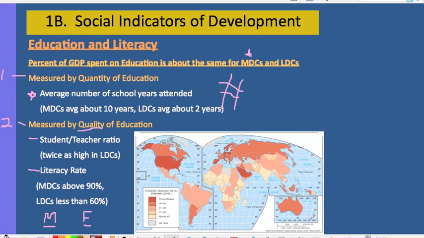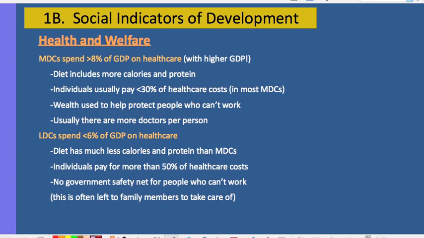Health and welfare. As far as healthcare, MDCs spend more than 8% of their GDP on healthcare. They do have a higher GDP, so that's going to be more money spent on their healthcare. Overall, everybody's spending that much money. LDCs have less than 6% on healthcare, and again, they have a lower GDP, so overall, less money is being spent on healthcare. So MDCs here have a better diet, more calories, and more protein.